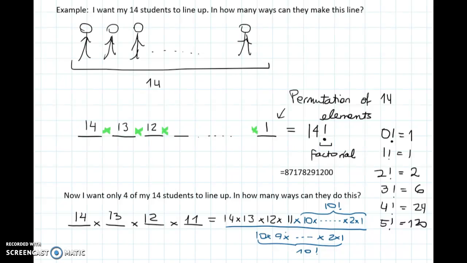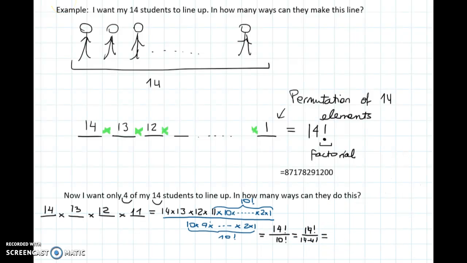We agree that I multiply and divide by the same number, so I didn't change my number. But why did I do that? Because now we can write this as, if you see, in the numerator what we have in fact is 14 factorial, and in the denominator we have 10 factorial. But what is this 10 factorial? Well, what we have here is 14 factorial divided by 14 minus 4 factorial. So if we pick only 4 of the 14 students, the 4 is reflected in the denominator here with this 14 minus 4, and then we have the 14 factorial in the numerator.